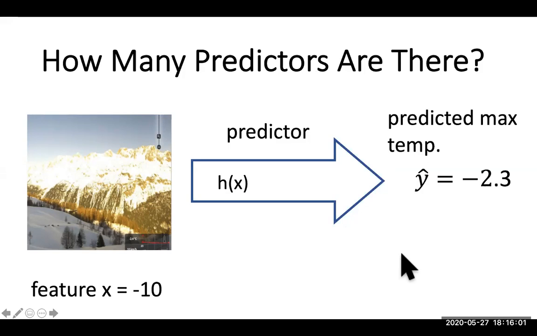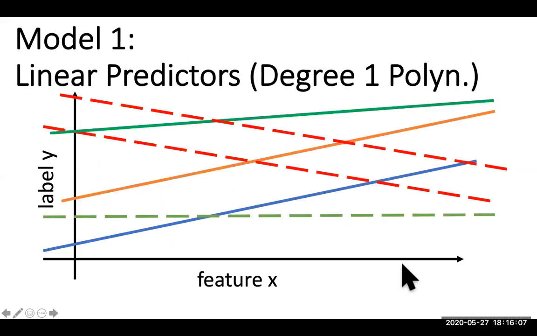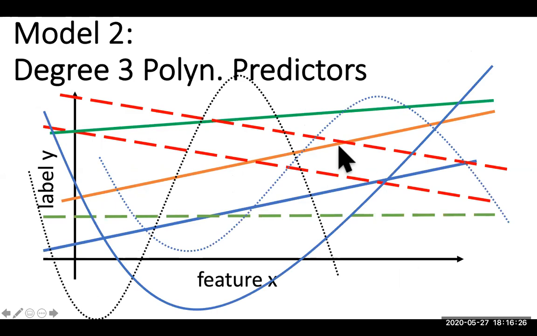So we need to somehow reduce the set of predictors, and that's exactly what a hypothesis space is. A hypothesis space is a subset of predictors that we can search over easily. For example, one such hypothesis space, which I call model 1, is the space of linear predictors. So this hypothesis space consists of all linear predictors. But there are other choices. I could also use another set of predictor functions, which are degree 3 polynomials. This model 2 is the hypothesis space that consists of all predictor functions in the form of a polynomial with maximum degree 3.